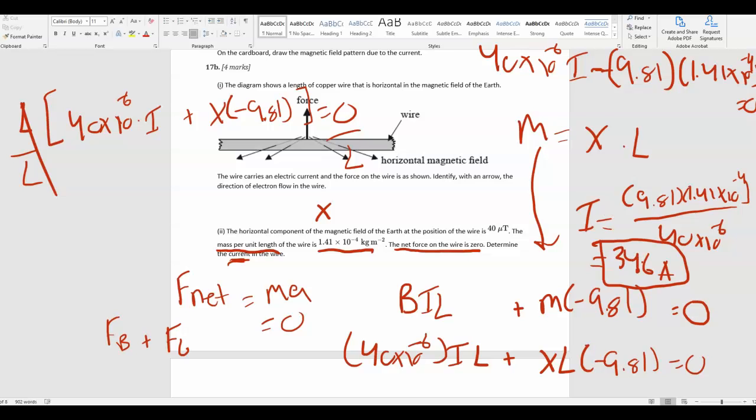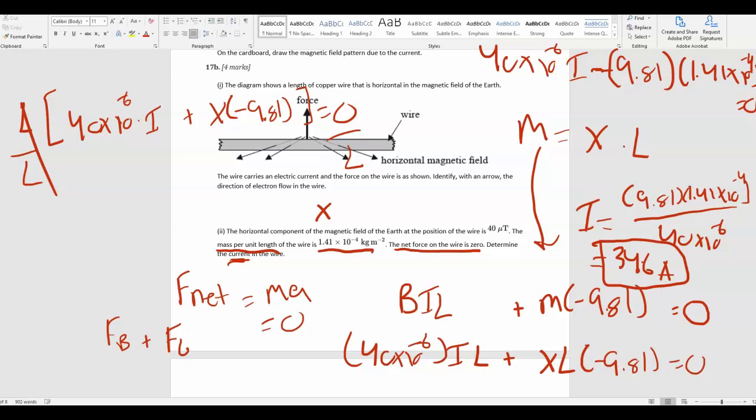Okay, so what did I need to know? I need to know the basics of the right-hand rule, but I also had to know Newton's second law. I need to understand that. And then I had to figure out on my own what mass per unit length is, because mass per unit length is not part of the IB curriculum.